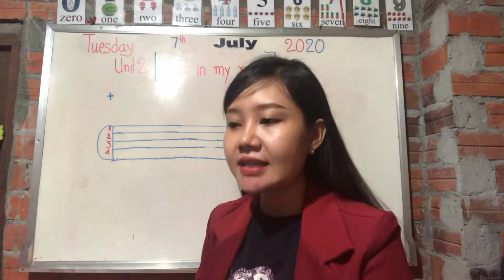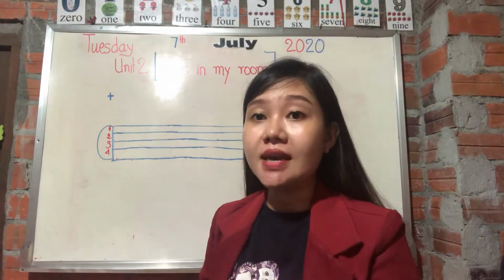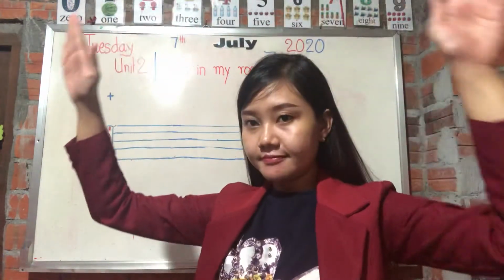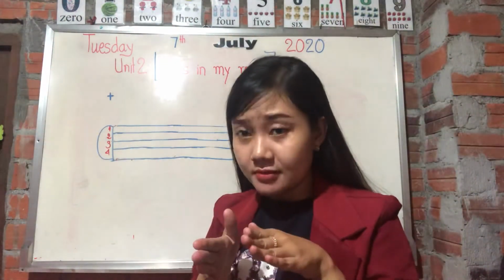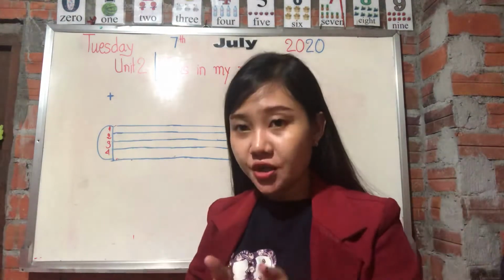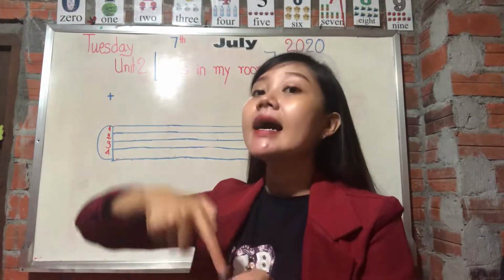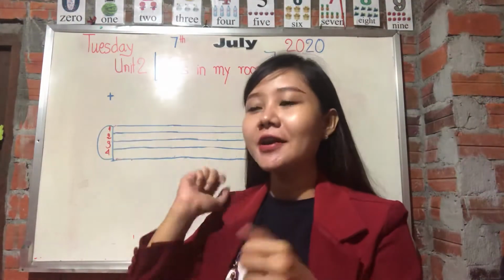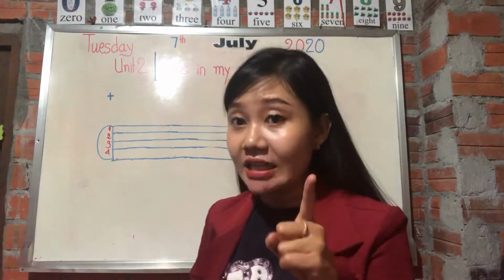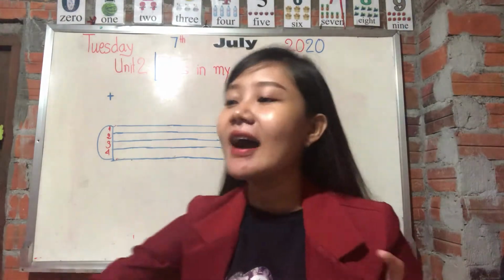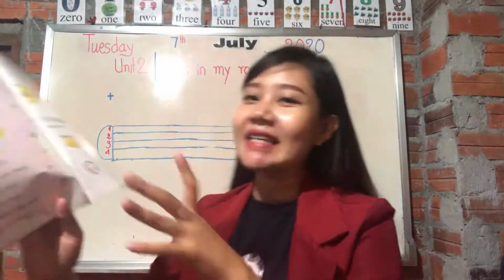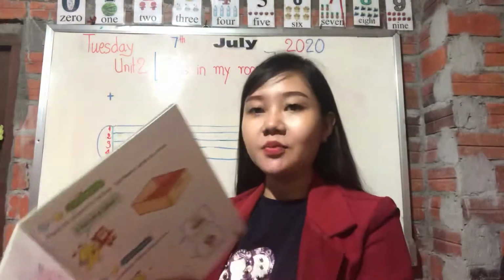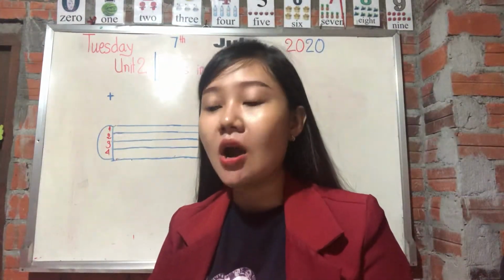Okay, everyone, now when I say a word, you do the gesture all together, okay? Big, small, long, short, in, out, on, off. Very good. Okay, class, today I just want you to sing a song on page 10. Now open the book on page 10 and sing all together.